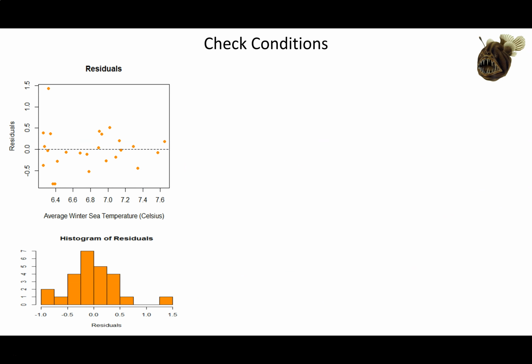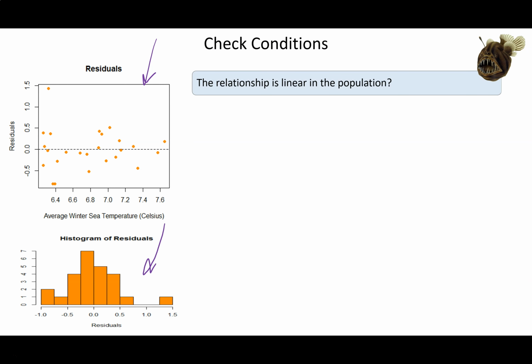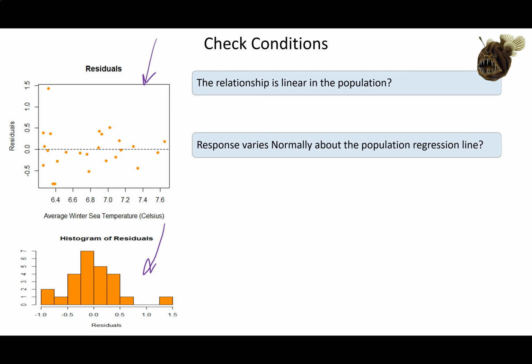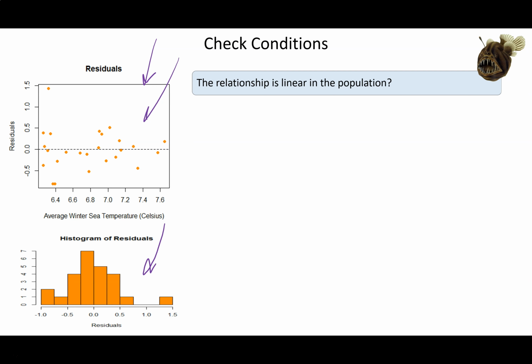Now we want to check our conditions. Here's our residuals plot. We also made a histogram of the residuals. Is the relationship linear here? Was it appropriate to fit a line? Looking here, I don't see any big curve shapes. No curve shape. I would say yes, it's met.